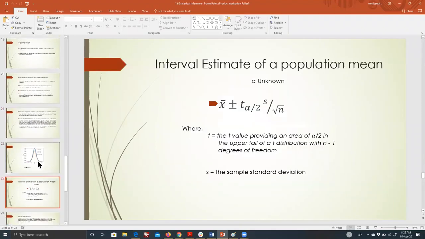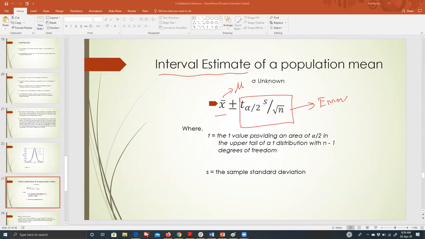Okay, I want you to write down this error estimation. Now your error, or interval estimate, is x bar plus or minus the t value times s over root n, where x bar is the estimate of mu, and this is your error equation. Here t is the t value providing an area of alpha by 2 in the upper tail of a t distribution with n minus 1 degrees of freedom, and s is the sample standard deviation. Remember, this is the sample standard deviation because it's still a sigma unknown case.